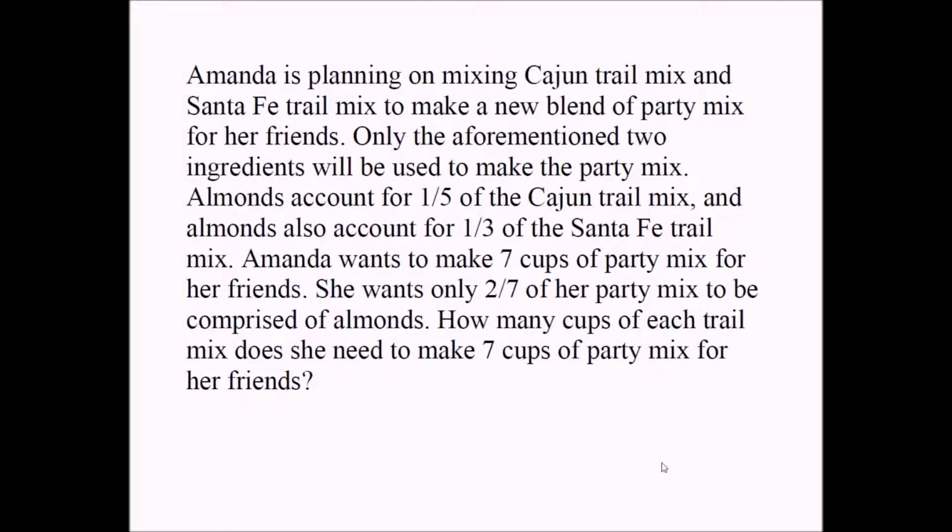Amanda is planning on mixing Cajun trail mix and Santa Fe trail mix to make a new blend of party mix for her friends. Only the aforementioned two ingredients will be used to make the party mix. Almonds account for 1/5 of the Cajun trail mix, and almonds also account for 1/3 of the Santa Fe trail mix. Amanda wants to make 7 cups of party mix for her friends.